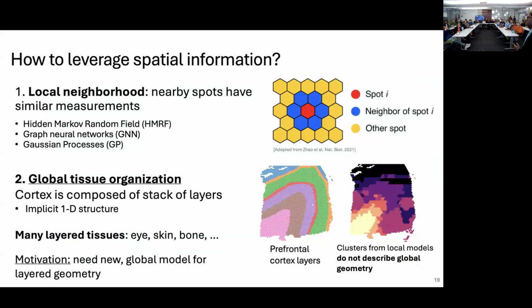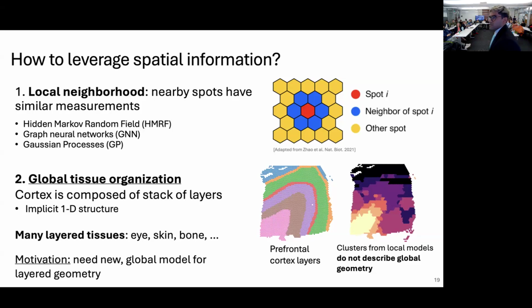So how can you leverage spatial information to overcome this sparsity? One of the standard approaches that most methods rely on is this locality assumption. The idea is that if you have a location in space, nearby spots should also be similar, and you can aggregate measurements along this local neighborhood to help account for sparsity. For example, methods that implicitly use this local assumption include graph neural networks, hidden Markov random fields, or Gaussian processes.